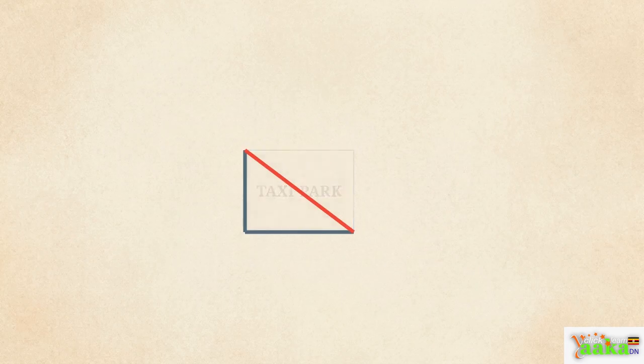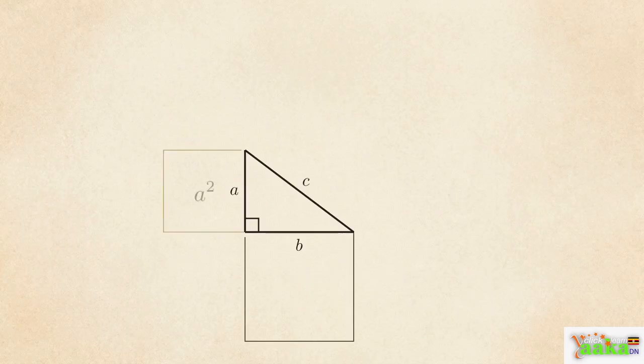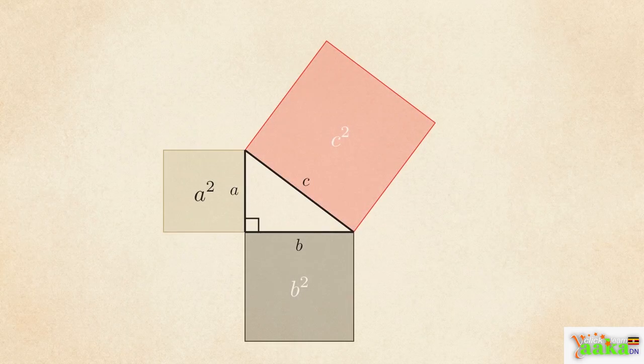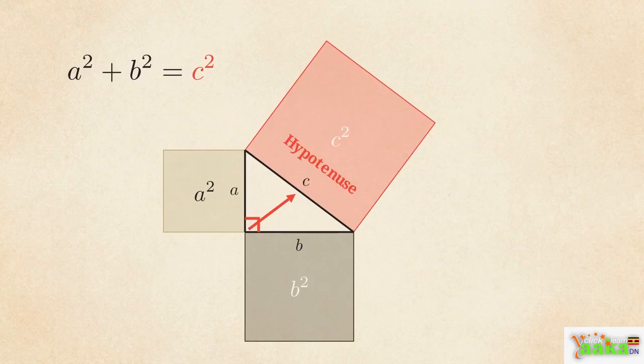While it feels like common sense, it is the first clue that a consistent relationship exists between the different sides of a flat shape. This is Pythagoras' theorem. It states that for any right-angled triangle, the square of the two shorter sides added together equals the square of the longest side. We write this as a squared plus b squared equals c squared. That longest side, c, is called the hypotenuse. You can always identify it by looking for the 90-degree corner. It acts like an arrow pointing straight across at the hypotenuse.